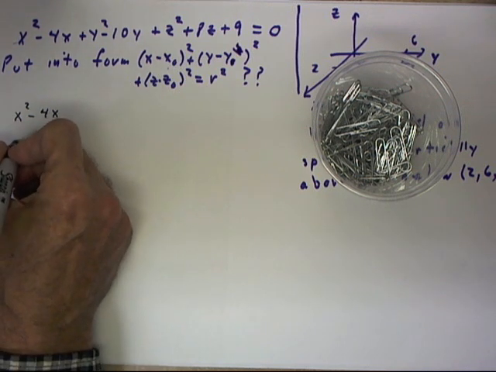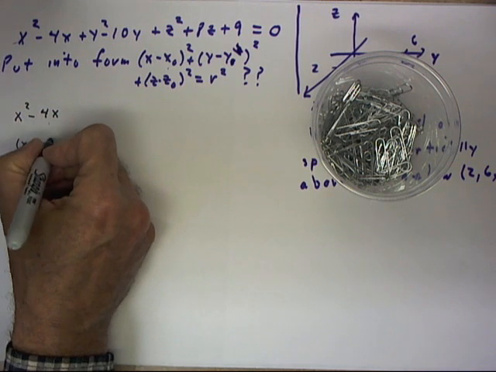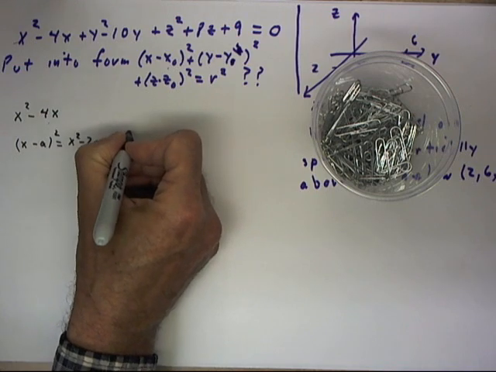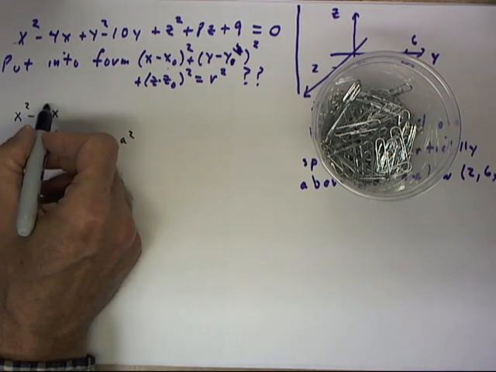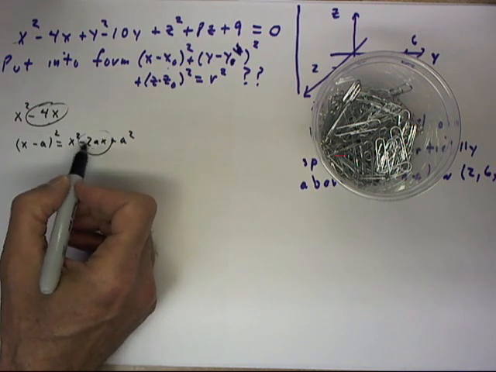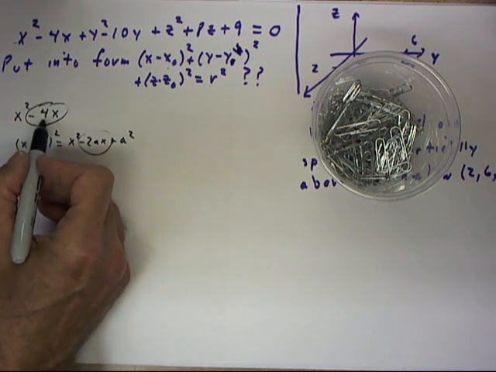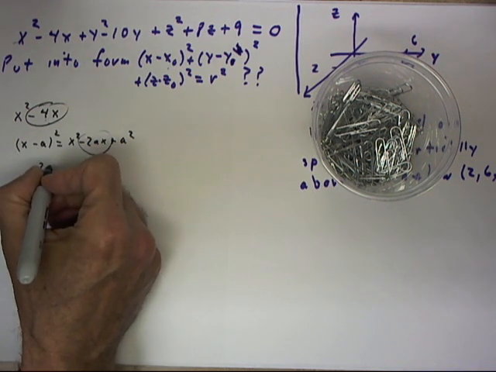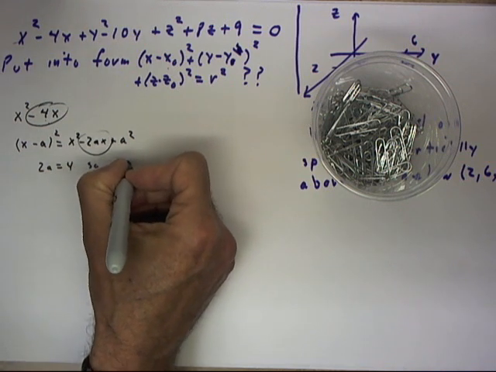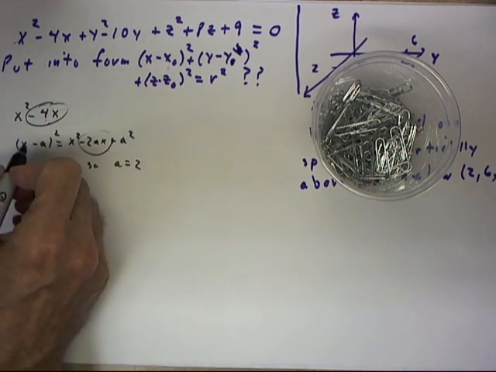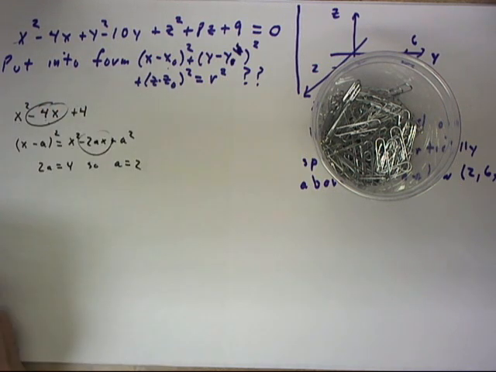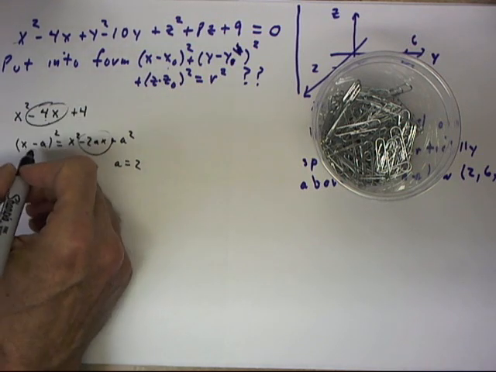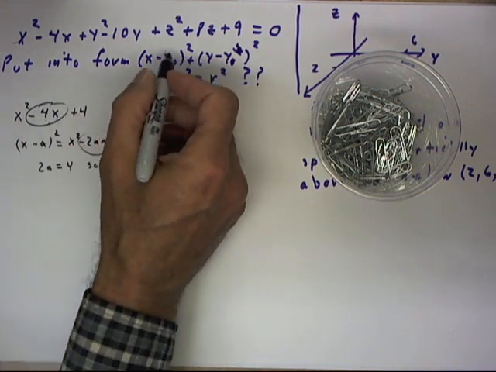Well, we know that (x minus a) squared is x squared minus 2ax plus a squared. If we look at this minus 4x and compare that with minus 2ax, we see that 2a is going to have to equal 4, so a is going to have to equal half of 4. So 2a equals 4, so a equals 2. This means that if we add 4 to this expression, then we're going to have a perfect square, and that's going to help us get this form.